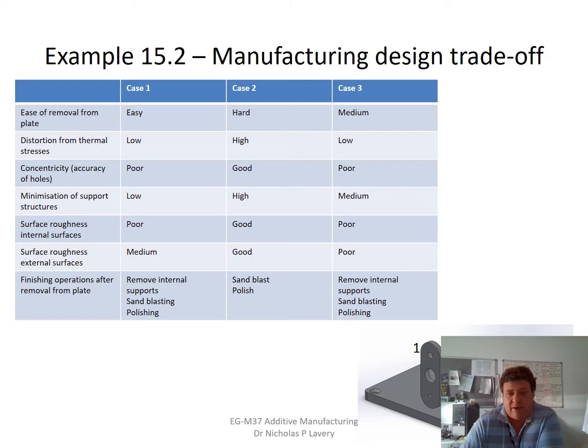So that would definitely mean that, in addition to cutting it off from the plate, we'd have to remove internal support structures for both 1 and 3, which wouldn't be needed in 2. Sandblasting and polishing would be needed for all 3 of them.